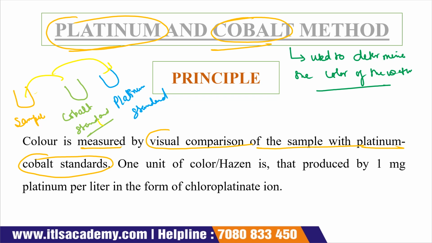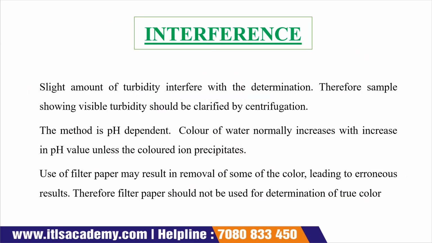1 unit of color, or hazen, is that produced by 1 milligram of platinum per liter in the form of chloroplatinate ion. Okay, so if we define 1 unit of color, then 1 unit of color or hazen is defined as that produced by 1 milligram of platinum per liter. We take 1 milligram of platinum and dissolve it in 1 liter of water in the form of chloroplatinate ion.